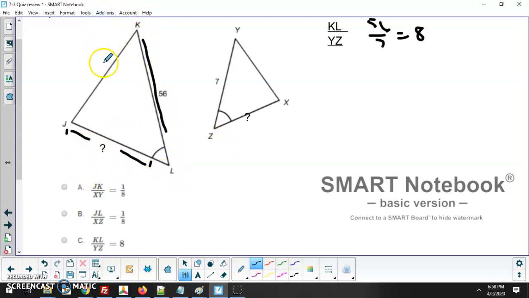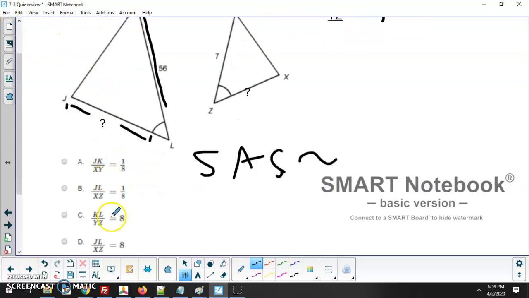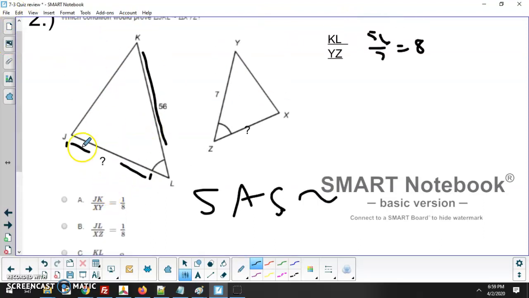You can't use this other side over here because that is side-side-angle, and you have to do side, angle, side, or nothing else. You can do side, side, side, but you are only given one extra piece of information, not two. So you can't do side, side, side in this case. So this is a bunch of garbage. Don't use that one. JL compared to ZX is 1 to 8.